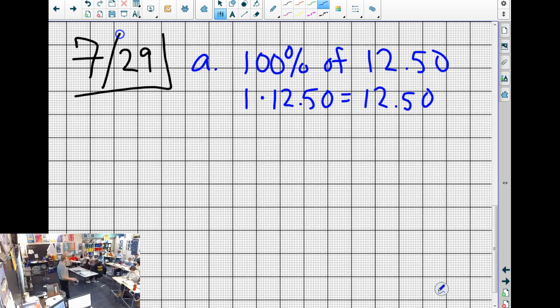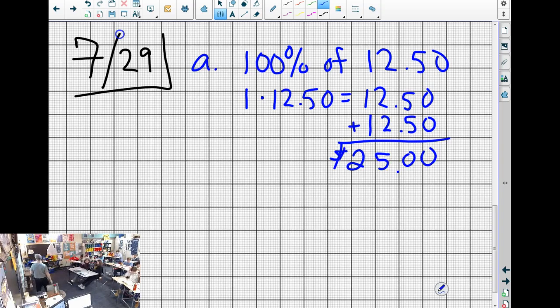So, the hard part of part A, most people got the $25 thing. What percent is $25 of the original amount? What percent is that of the original? It's not 100%. 200.